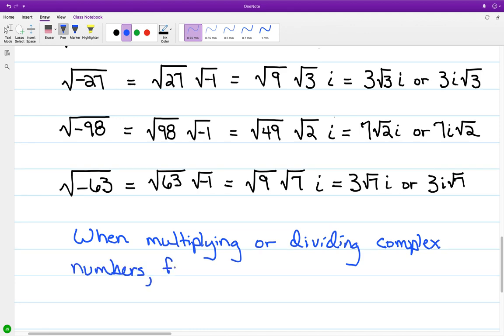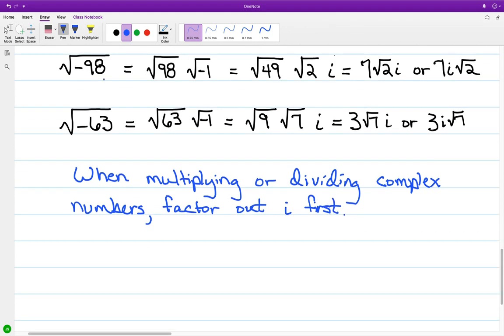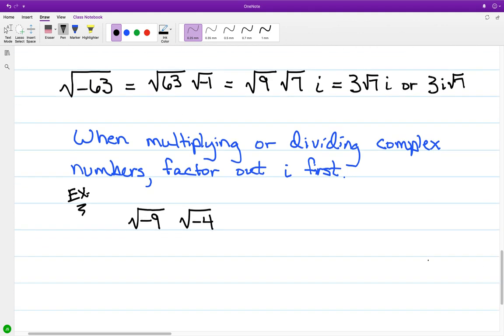I'll give you just some quick instances here. Let's say we have the multiplication of the square root of -9 times the square root of -4. Now, you're not going to take the square root of -9 times -4. Again, you're going to factor out i first of all.